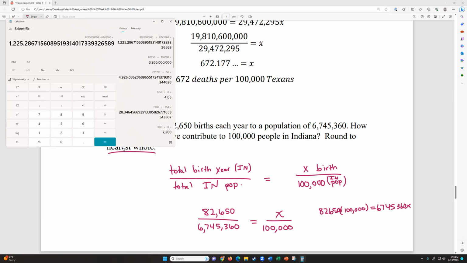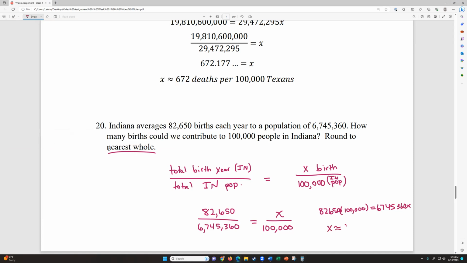That is 1225.2. We're rounding to the nearest whole, so that 2 is not going to bump that 5 up. So X is approximately 1,225 Indiana births per 100,000 people in Indiana. Okay.